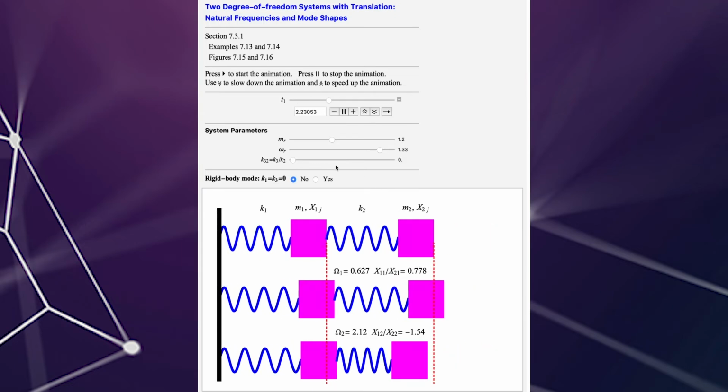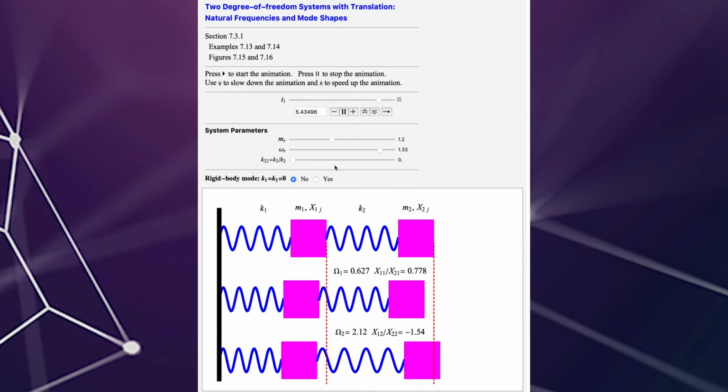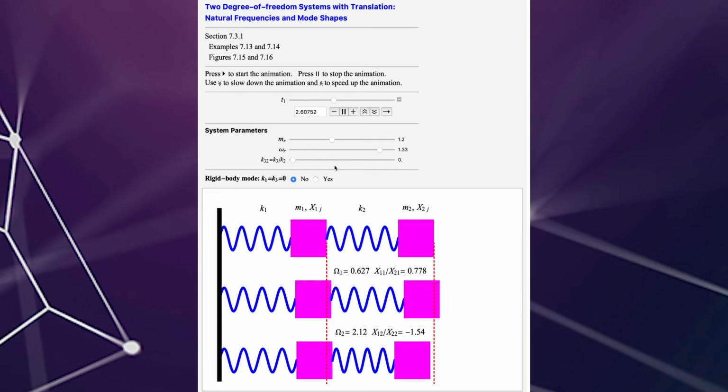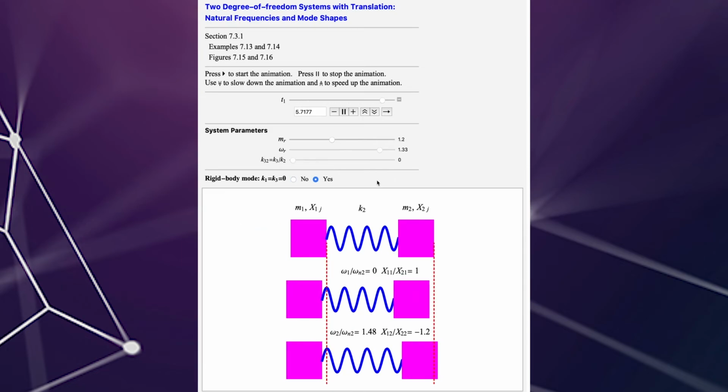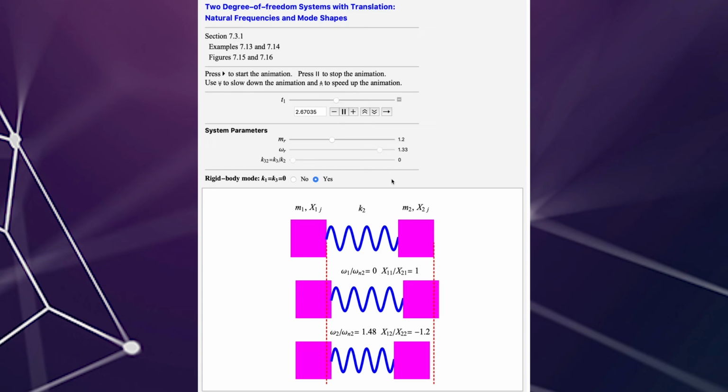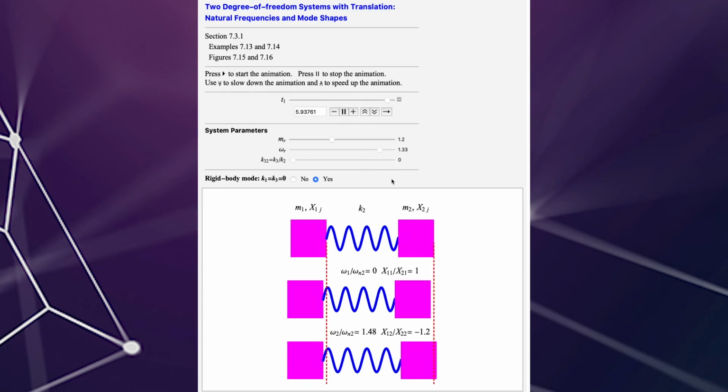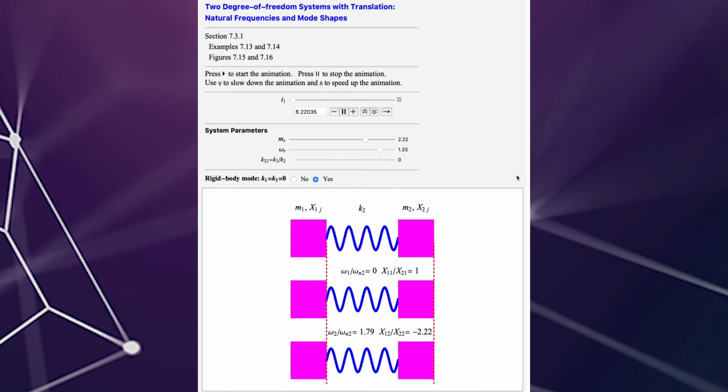A decrease in the stiffness, K3, results in a decrease in each natural frequency. For the system with two masses and one spring, the lowest frequency is 0, and the associated mode is a rigid body mode. And for the second mode, the masses are out of phase and their ratio is equal to negative mr.